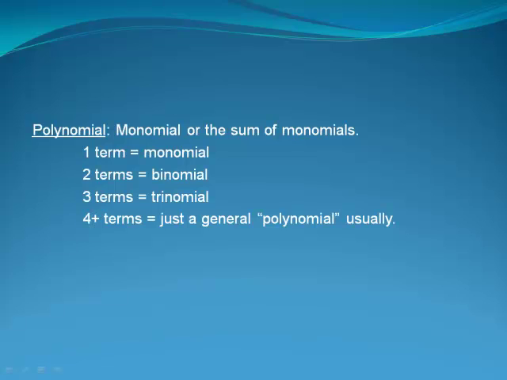If you have a polynomial with three terms, that's a trinomial, kind of like a tricycle. Tricycle has three wheels. Trinomial has three terms. And if we get polynomials bigger than a trinomial, if we have 4 or more terms, we're just going to refer to that in general as a polynomial. We're not going to get more specific than that for 4 or more terms. We'll just call it a polynomial.